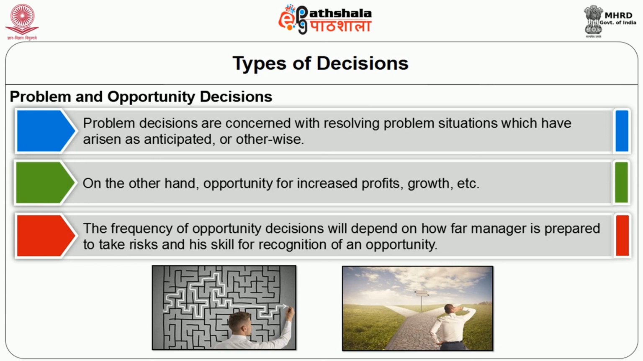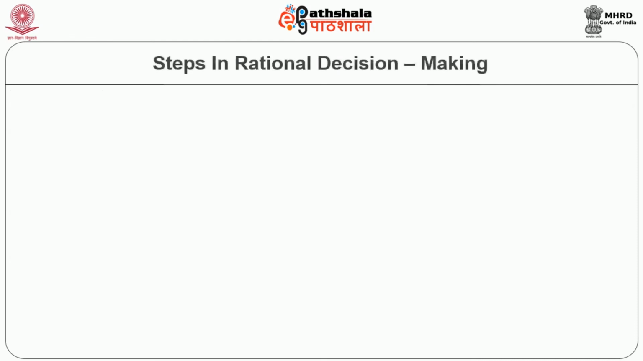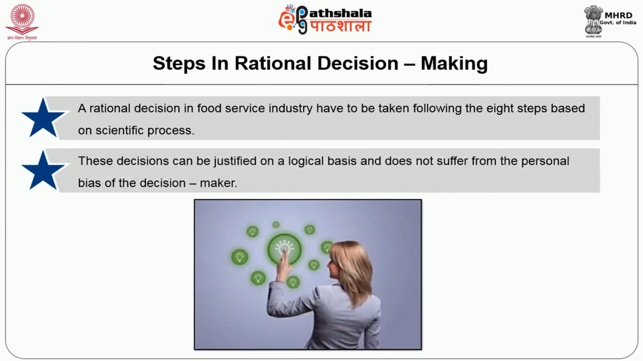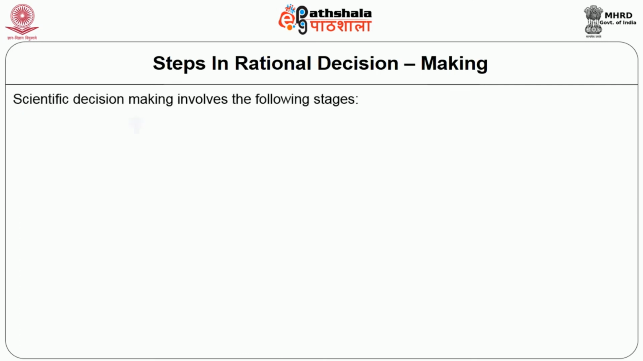Let us now move on to the steps in rational decision making. A rational decision in the food service industry has to be taken following the 8 steps based on scientific processes. The decisions can be justified on a logical basis and do not suffer from any personal bias of the decision maker. What are these 8 stages that have been formulated based on the scientific processes?